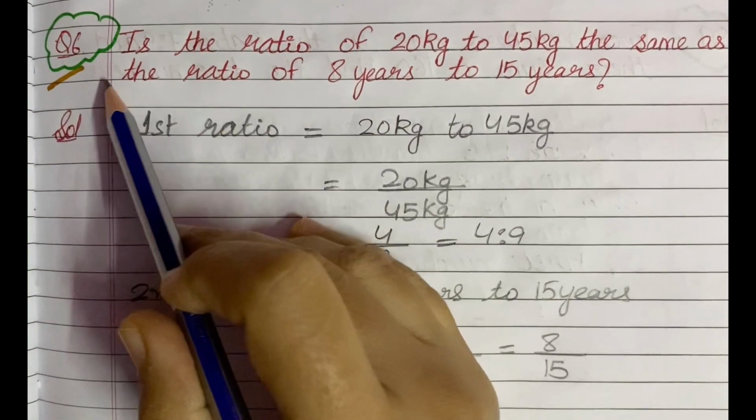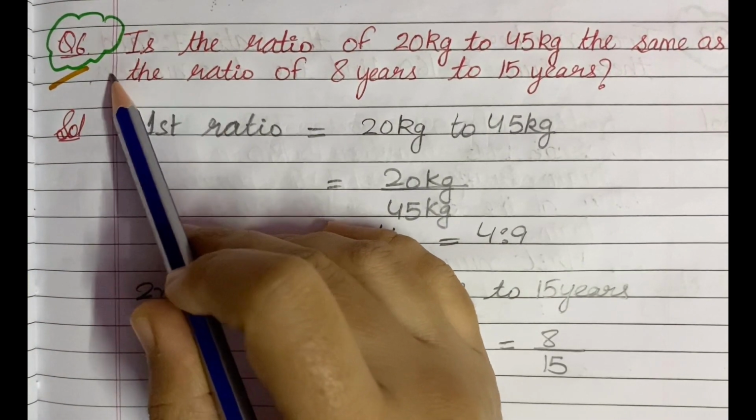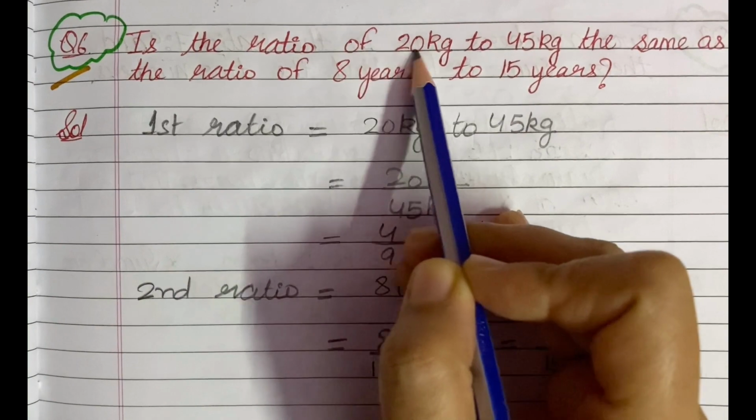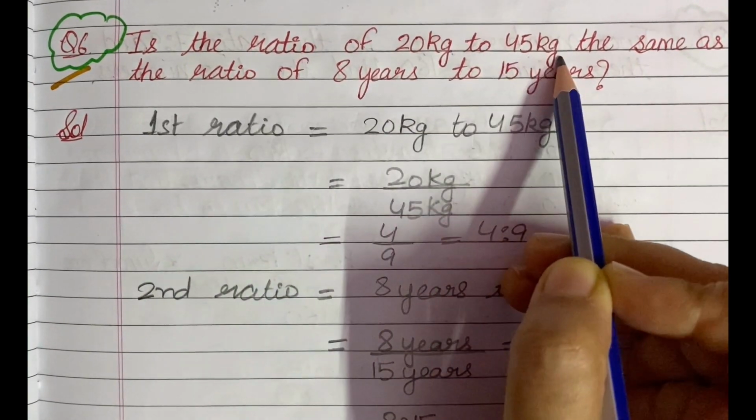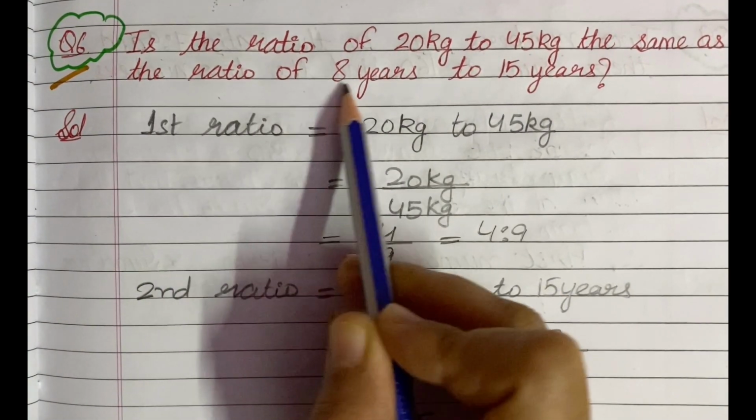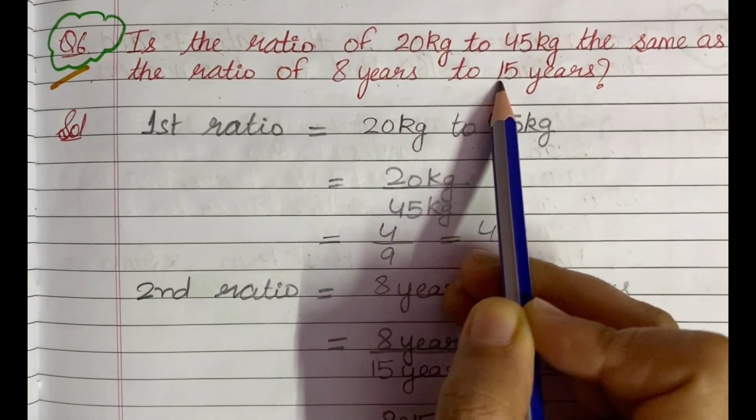Next is question number 6, and question number 6 says: is the ratio of 20 kg to 45 kg the same as the ratio of 8 years to 15 years?